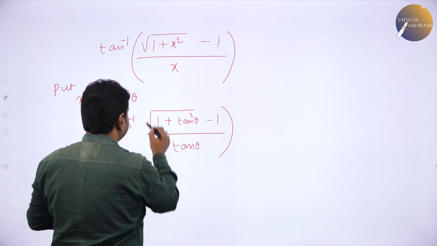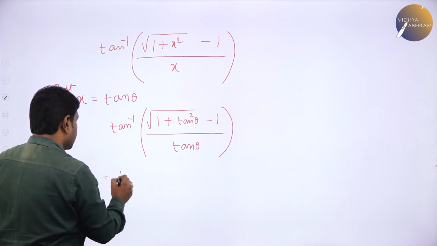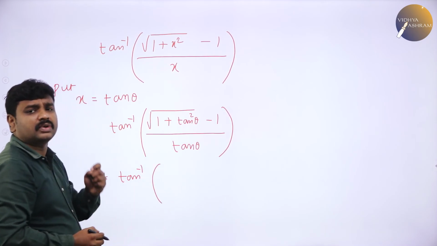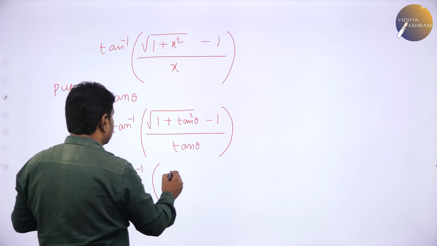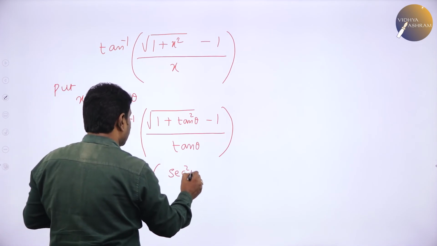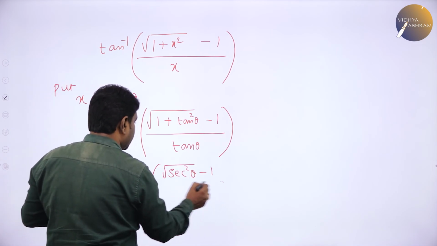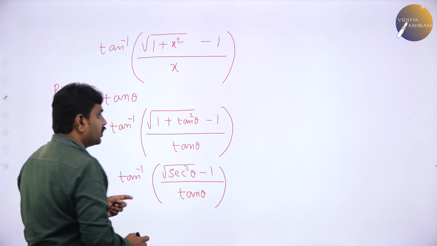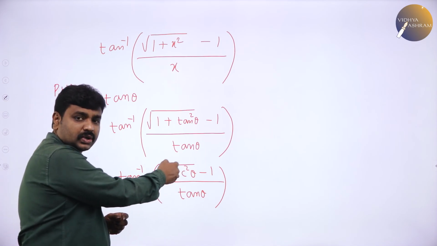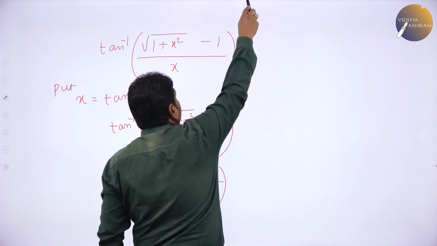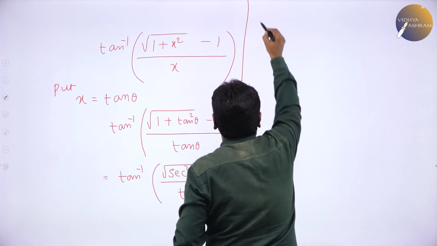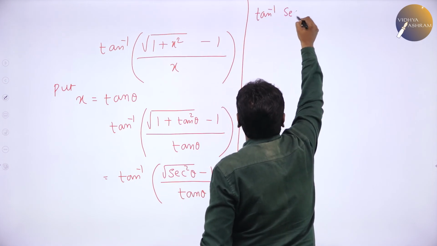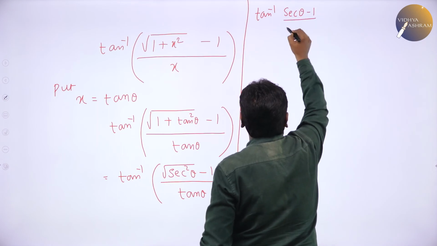Further, this can be written as tan inverse of root of 1 plus tan square theta. What is 1 plus tan square theta? Secant square theta, under root, minus 1 divided by tan theta. So now further, all of you know the square root of secant square theta cancels. We are left with tan inverse of secant theta minus 1 divided by tan theta.